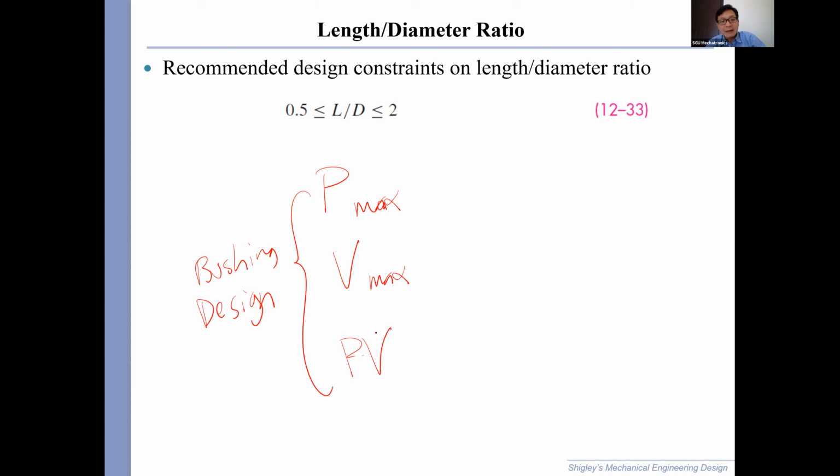In a way, P times V is like power, right? It's like power because P is pressure from force, and then you have velocity from sliding. Force times sliding equals power. So this is the amount of power being transferred, or heat. This is the heat generated on the bushing.